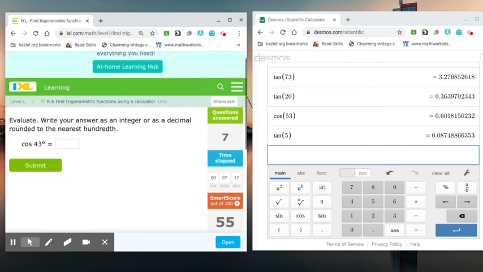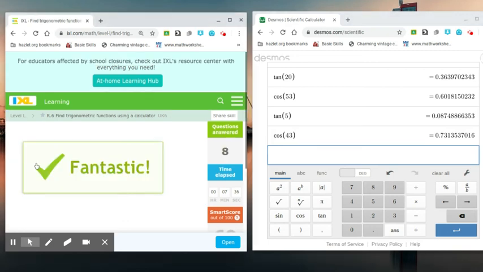Okay, let's see what our score is so far. So you know, we're already at a 55. This is going pretty quick. Cosine 43. We have 0.73. We don't have to round because of that 1. Oh, wrong button, this one.